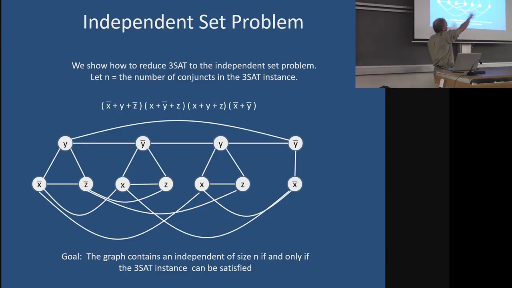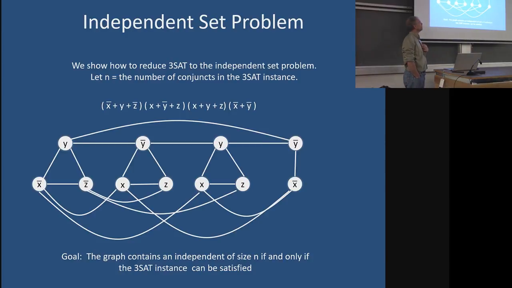So, suppose I gave you another instance of 3-SAT. How would you turn it into a graph? And what are the rules for turning it into this graph? Has to be polynomial time. Well, the goal is to make it polynomial time, but what are the details? What are the details of the conversion algorithm?